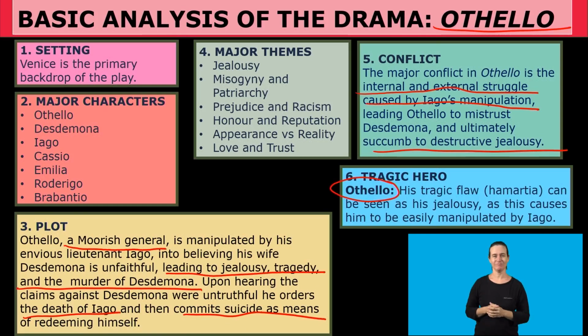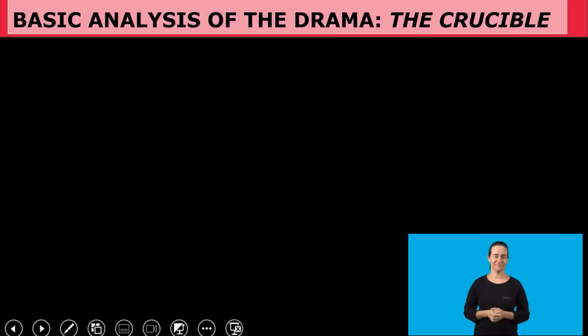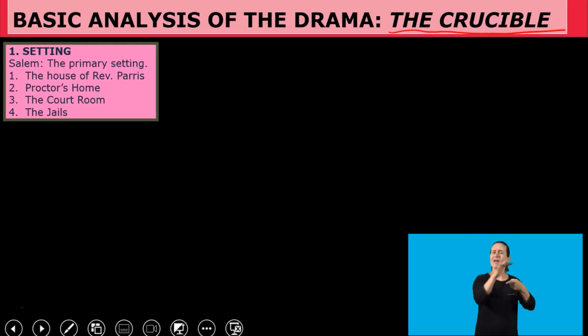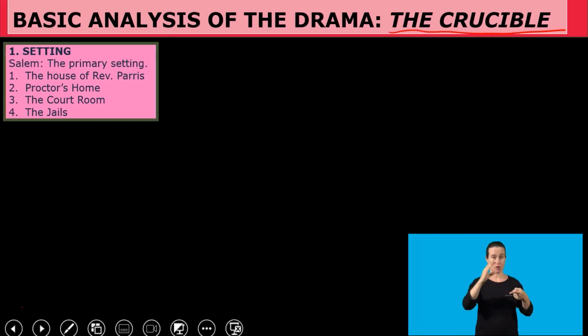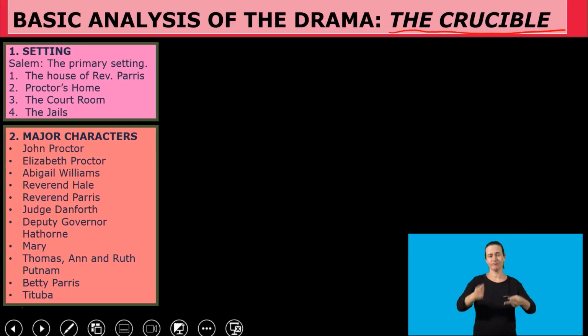His tragic flaw or his hamartia can be seen as his jealousy, as this causes him to be easily manipulated by Iago. Now, let's go to Salem and the witch trials, The Crucible. The setting is Salem. We often find that the play is set in Reverend Parris's house, the Proctors' home, the courtroom, and the jails. The major characters: John Proctor, Elizabeth Proctor, Abigail Williams, Reverend Hale, Reverend Parris, Judge Danforth, Deputy Governor Danforth, Mary, Thomas, Anne, and Ruth Putnam, Betty Parris, and Tituba.